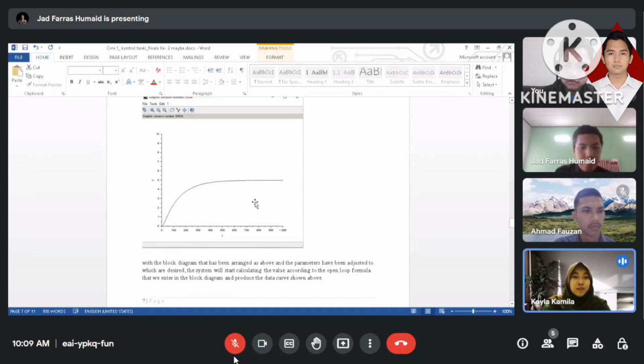With the block diagram arranged as above and the parameters adjusted as desired, the system will start calculating the value according to the open loop formula that we enter in the block diagram and produce the data curve shown above.